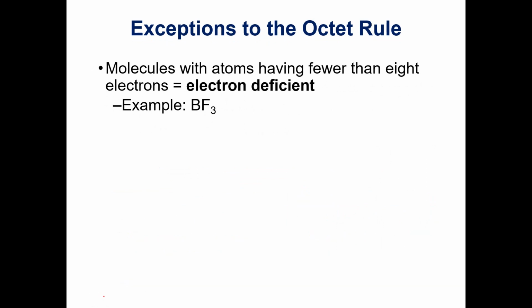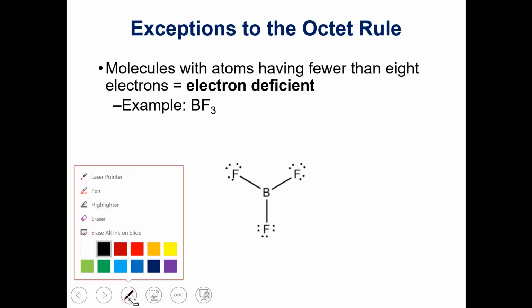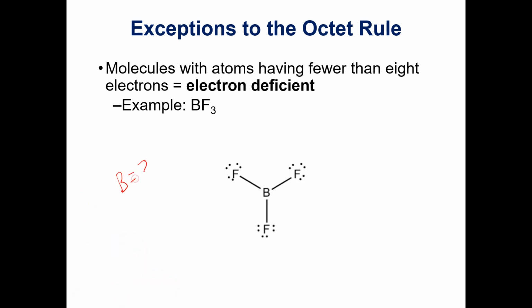Okay, so a couple of exceptions to the octet rule that we need to talk about. One is sometimes we have atoms that are actually electron deficient. So electron deficient means that they have fewer than 8 electrons. One example of this is BF3. So if I draw the structure for BF3, if I count the electrons that I should have, boron should have 3 electrons because it's in group 3 or 13. So a total of 3.